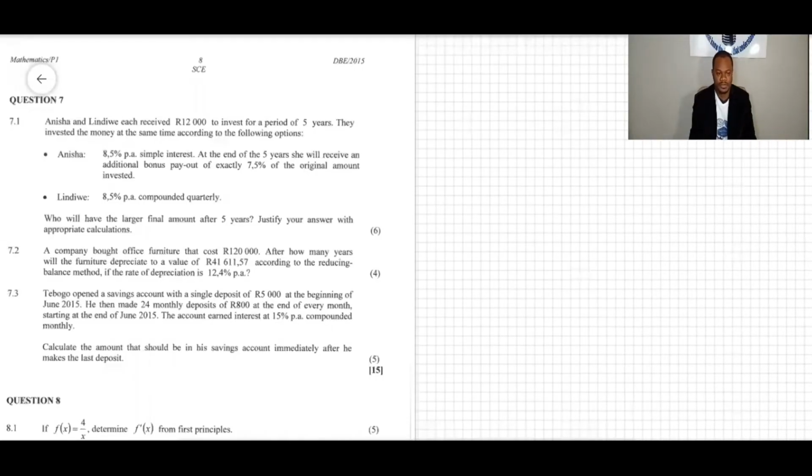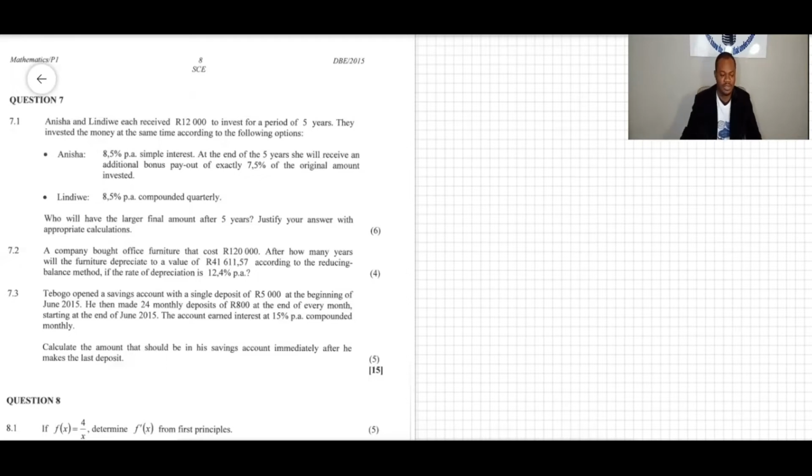Well, the question says, Anisha and Lindiwe each received 12,000 rand to invest for a period of 5 years. They invested the money at the same time according to the following options. Anisha, 8.5% per annum simple interest. At the end of the 5 years, she will receive an additional bonus payout of exactly 7.5% of the original amount received. And Lindiwe, 8.5% per annum compounded quarterly. Who will have the larger final amount after 5 years? Justify your answer with appropriate calculations.